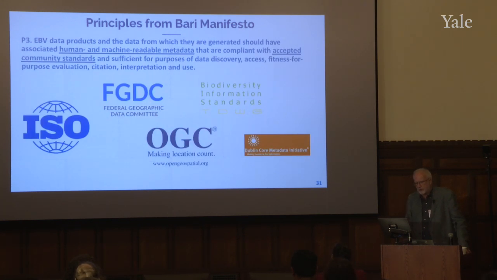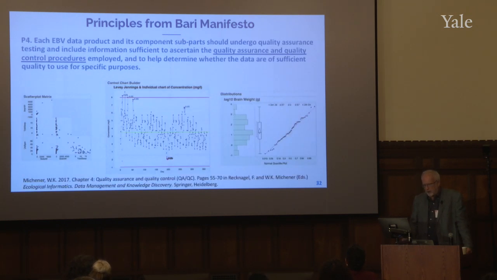Third, products should have human and machine readable metadata, again, compliant with community standards. Some of the community standards I show here are out there, and in many cases there are some reasonably user-friendly tools that will help you comply with these different metadata content standards. The fourth is all products should include information that helps assure the quality of the data.